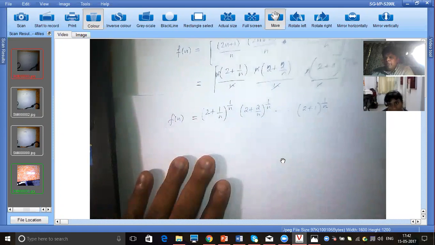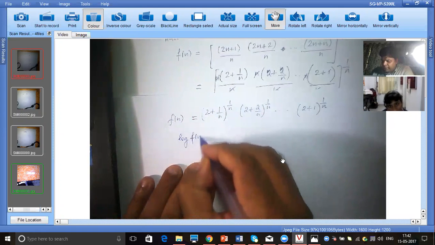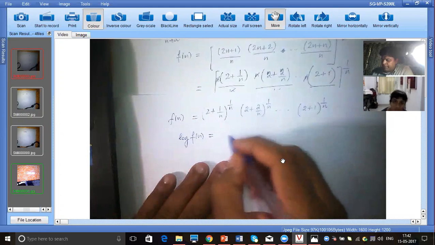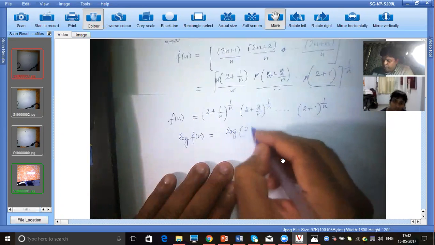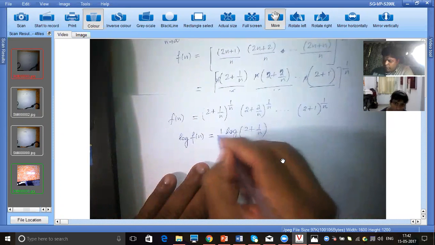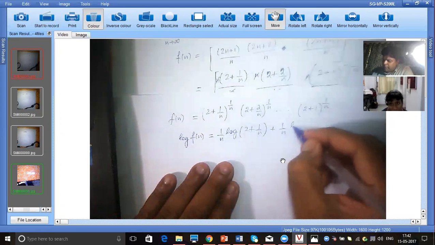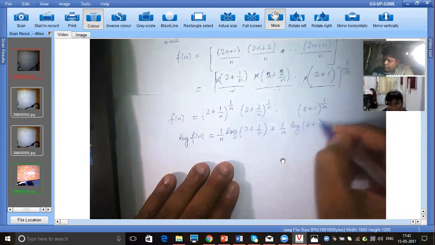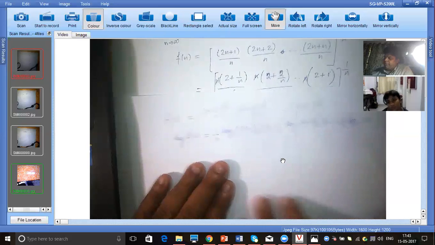Now let's do the log trick. So log f of n equals 1 by n times log of 2 plus 1 by n, plus log of 2 plus 2 by n, plus so on, up to log 3, and that's it, right?